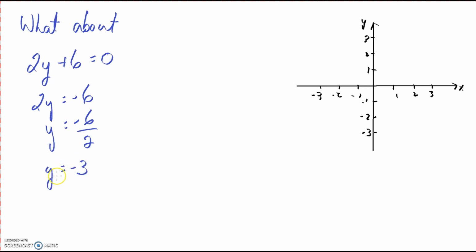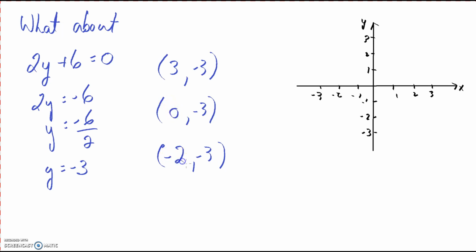If y equals negative 3 must be in every single point, and x can be anything, then an example of some points will be something, negative 3; something, negative 3. They could be 3, negative 3; 0, negative 3; negative 2, negative 3.